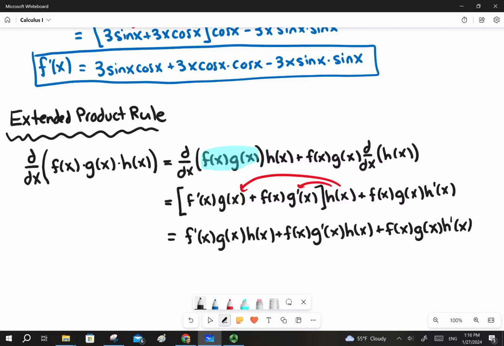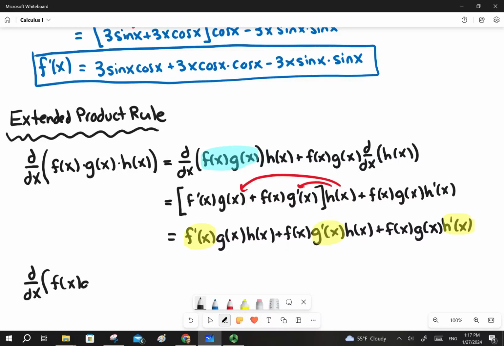So I have 3 functions, f, g, and h. In my first term, the first function gets its derivative taken. The other 2 get left alone. In the second term, the second function gets its derivative taken, and the other 2 are left alone. And in my third term, the third function gets its derivative taken, and the other 2 are left alone. It's the exact same pattern as for when you have just a pair of functions, except it's been extended to 3. And it in fact works for even more functions.